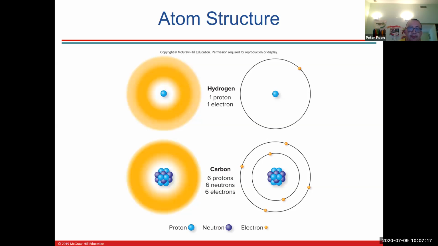So here is a hydrogen. That's the simplest atom. You have 1 proton and 1 electron. Carbon is a little bit more complicated. This is carbon, also known as C12. It has 6 protons, 6 neutrons, and 6 electrons. Notice, I'm going to explain in more detail here, there's 1 shell here, and there's 2 shells of electrons here.